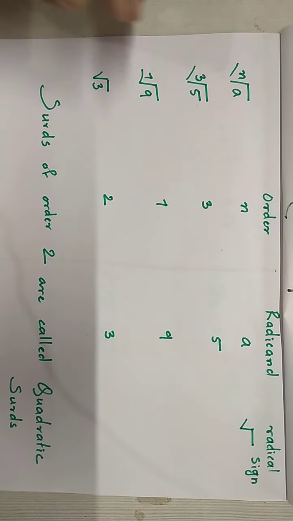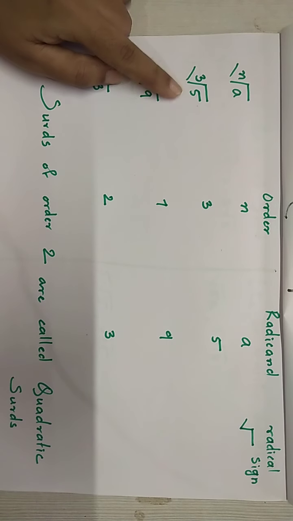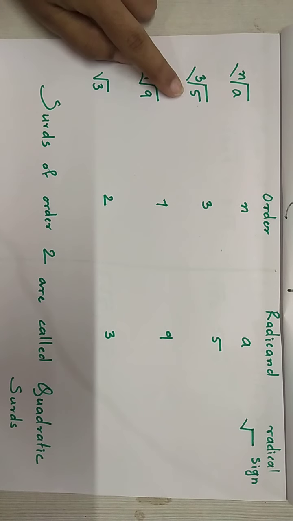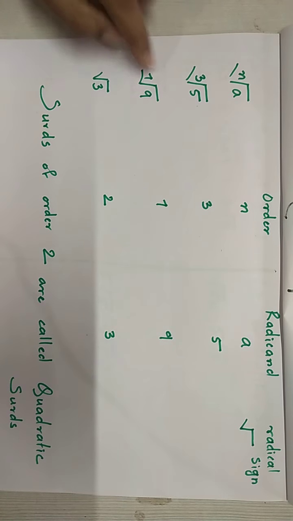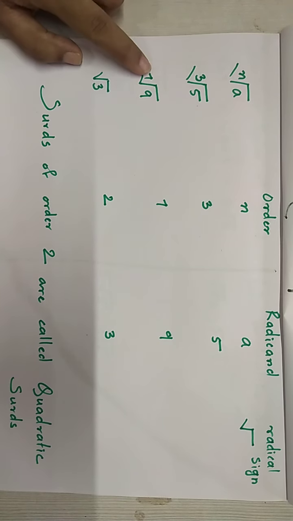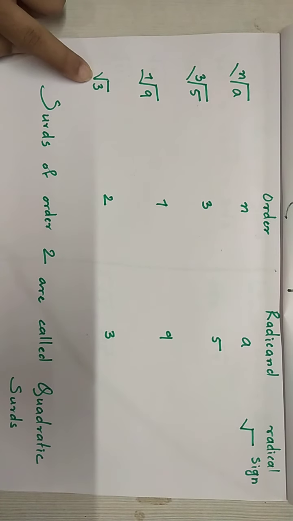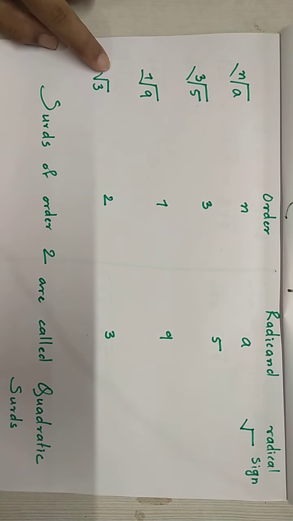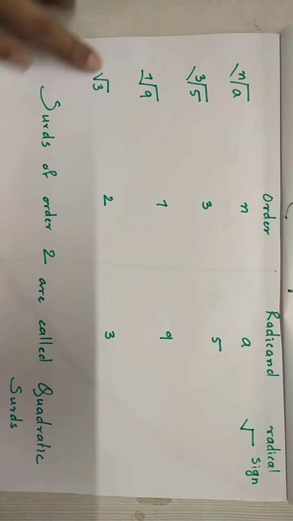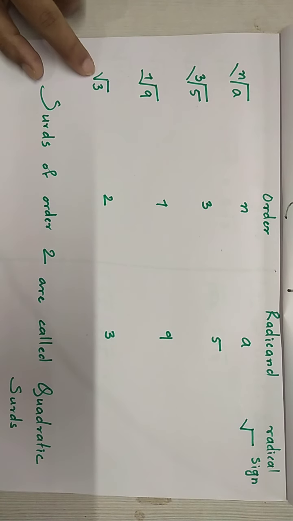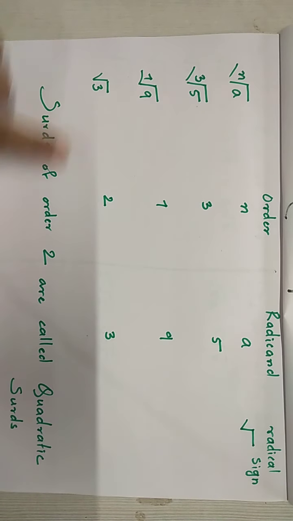Some examples I have written over here. See, the cube root of 5. 3 will be the order, and the radicand will be 5. The 7th root of 9. 7 will be the order and the radicand will be 9. The square root of 3. Now see, whenever it is the square root of 3, the order is understood to be 2, children. We don't write it. By default, it is the square root of 3. So the order is 2 and the radicand over here is 3.